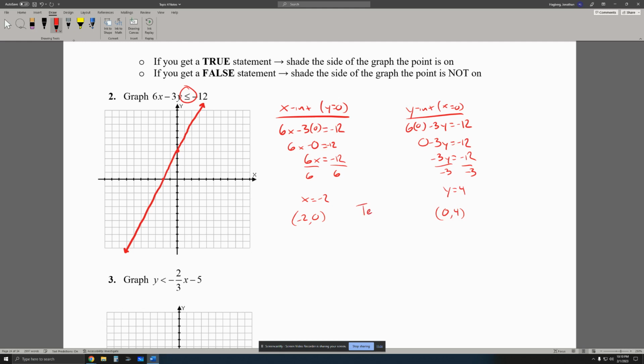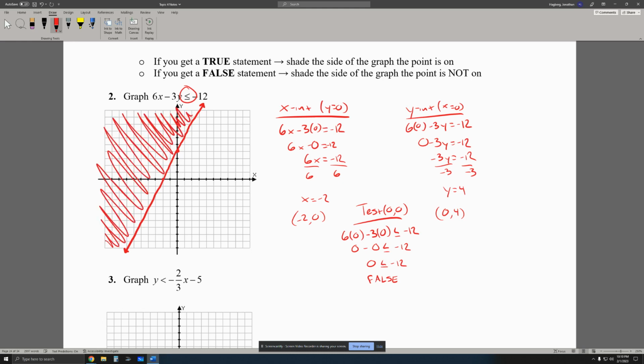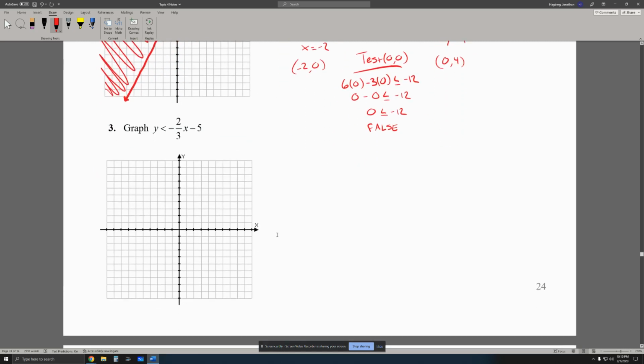All right, so in order to determine the shading, we're going to test our point that's not on the line. 0, 0 is not on the line. So we're going to plug in 0, 0 into the inequality. So we have 6 times 0 minus 3 times 0 is less than or equal to -12. We have 6 times 0 is 0, minus 3 times 0 is 0, and then is less than or equal to -12. We get 0 is less than or equal to -12. Is that true or false? That is false. 0 is greater than -12. So because this is false, we're going to shade in the side opposite of 0, 0, the side not containing 0, 0.